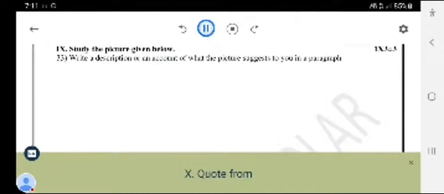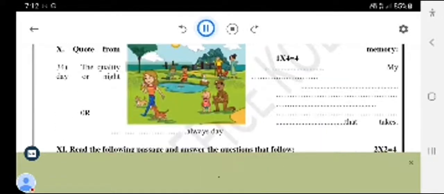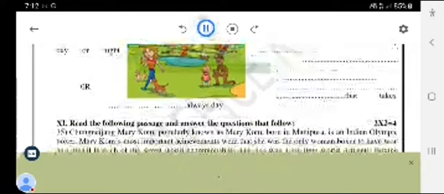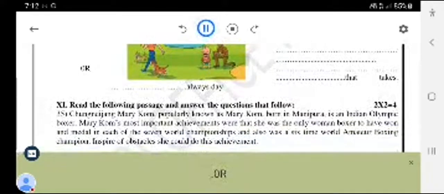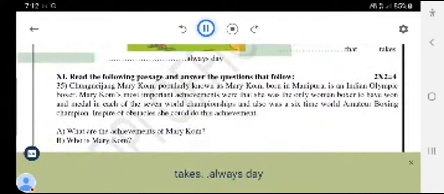X. Quote from memory. 1x4 equals 4. The quality, my day or night.